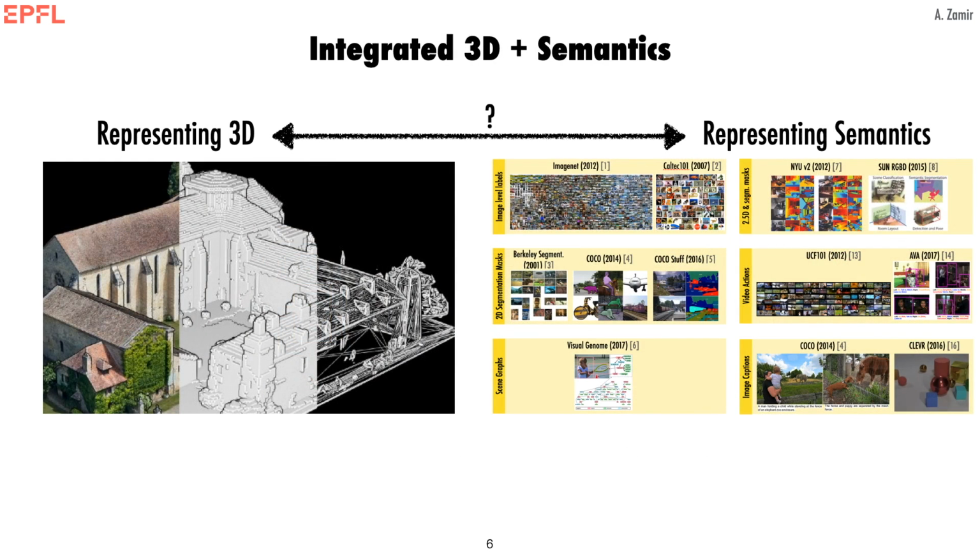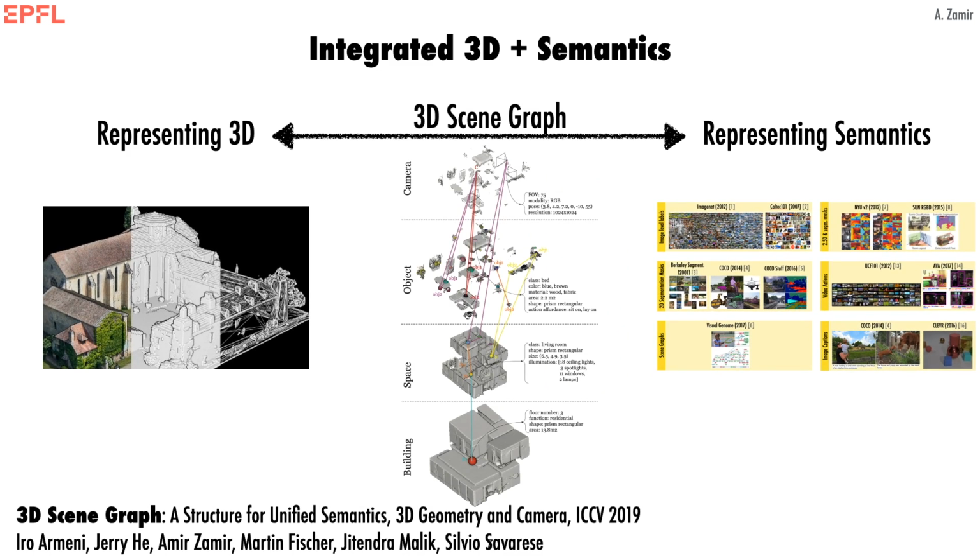Despite the fact that we have different options for either 3D or semantics, there's usually a divide between them because there are not many options for representations that integrate the two in a unified way. And the 3D scene graph that we have been working on is a step in this direction. So what is a 3D scene graph? It's basically a layered graphical representation of an entire building, and it includes both 3D and semantics.